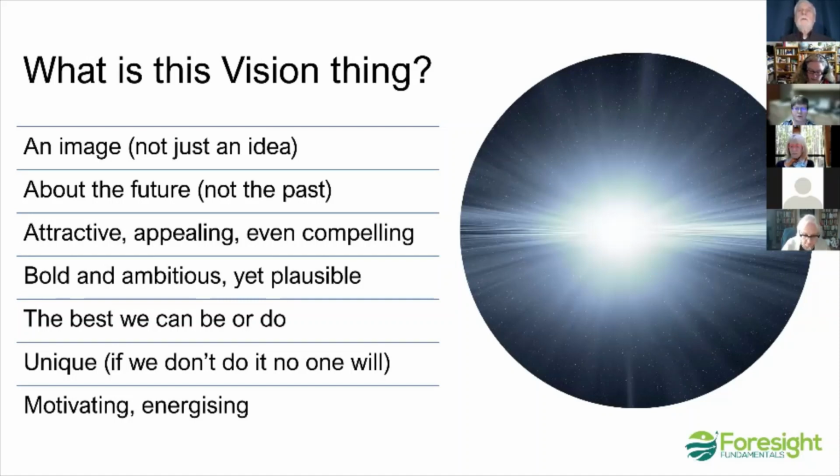Well, if anybody was a visionary, it was Bill Clinton. He was able to hawk the vision and get people excited about the vision. So the vision is not just an idea like freedom or prosperity. It's an image. It's a picture, and you'll see some examples in a second. It should be about the future. Some people are still trying to bring back the past. I wouldn't classify those as visions. It has to be attractive and appealing, even compelling, maybe.